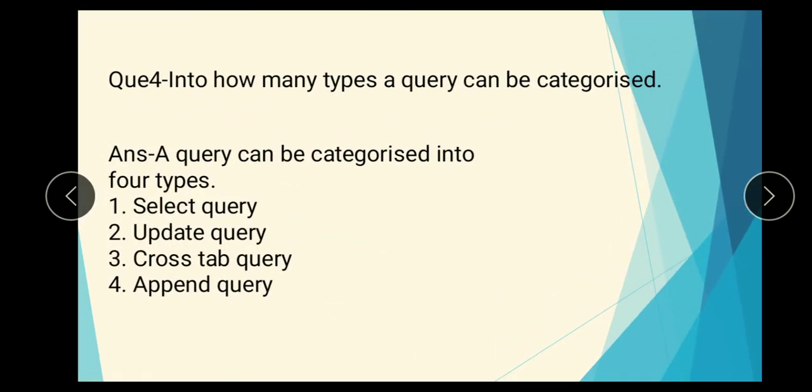Question number 4. Into how many types can a query be categorized? A query can be categorized into 4 types: first, select query; second, update query; third, cross-tab query; and fourth, append query.